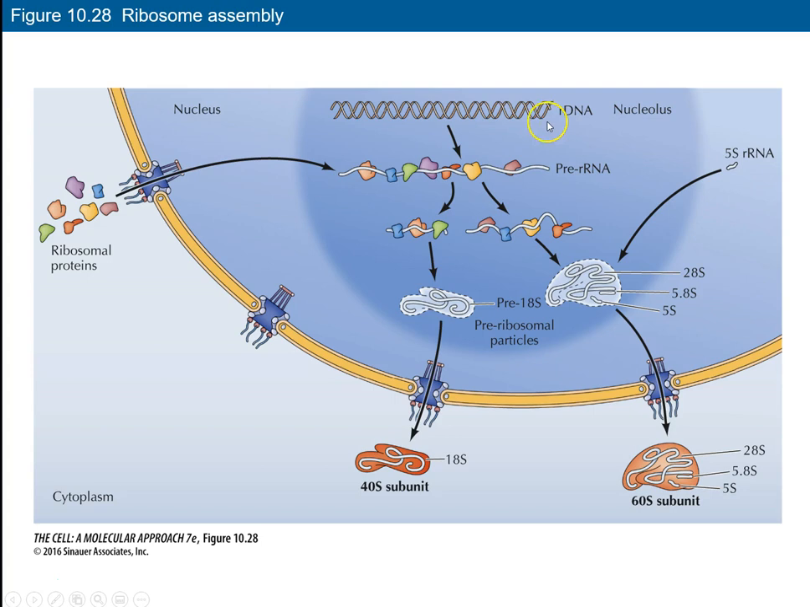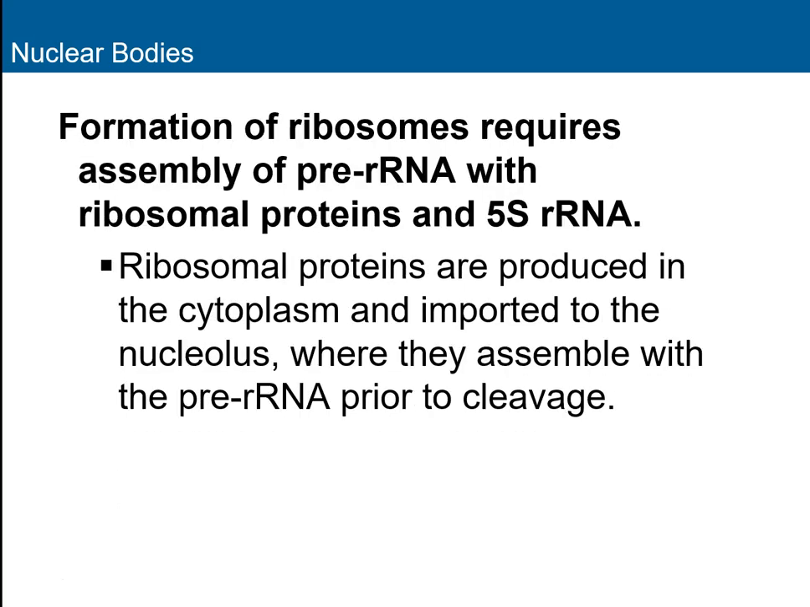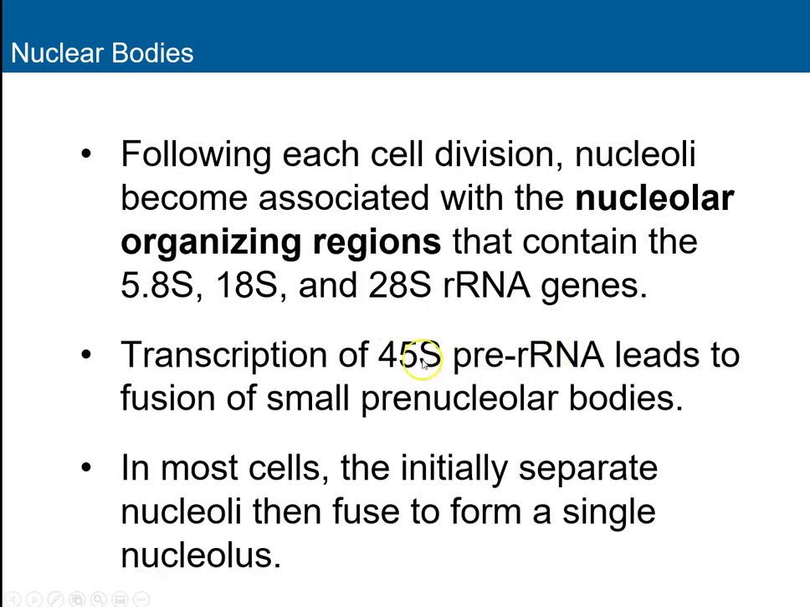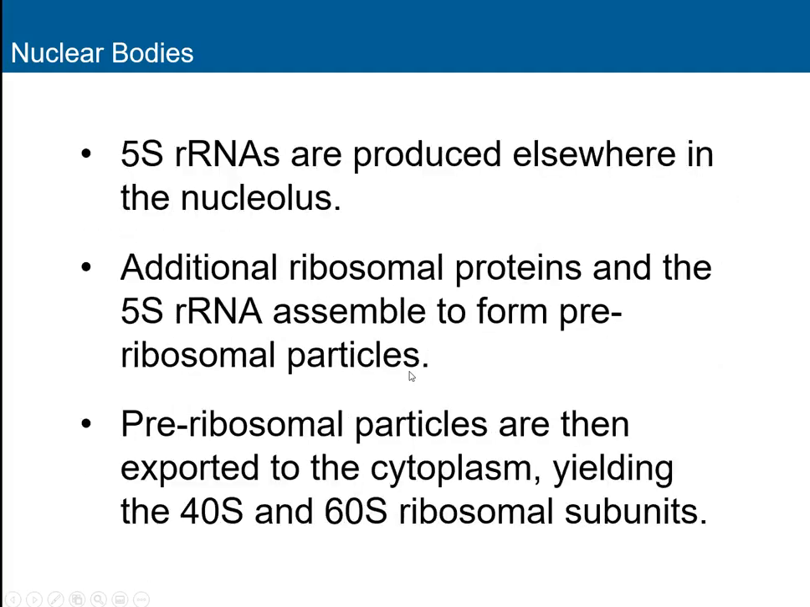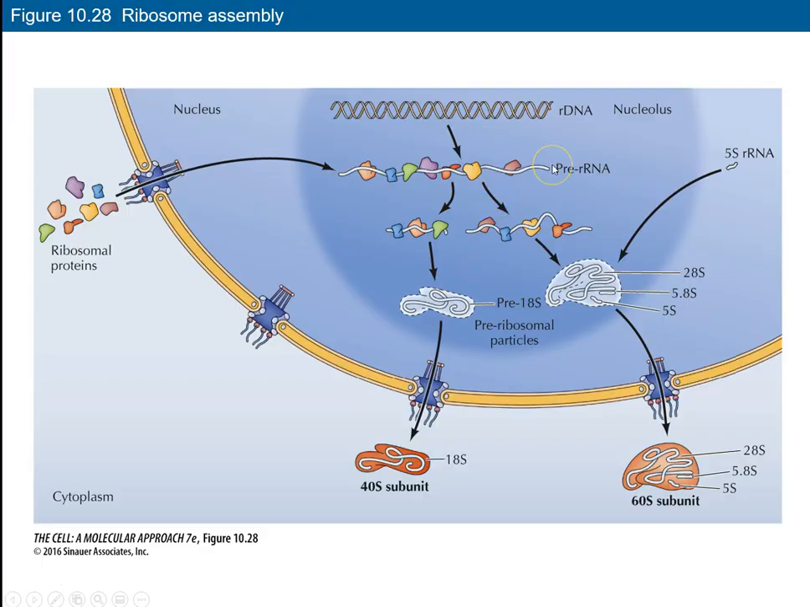This is saying ribosomal DNA, meaning the genes for the ribosomal rRNA. The rRNA is here, so transcription is going to happen. You get this pre-rRNA. The 5S comes in. So remember, you get a pre-RNA, that's referring to this, that 45S pre-rRNA, which is here.